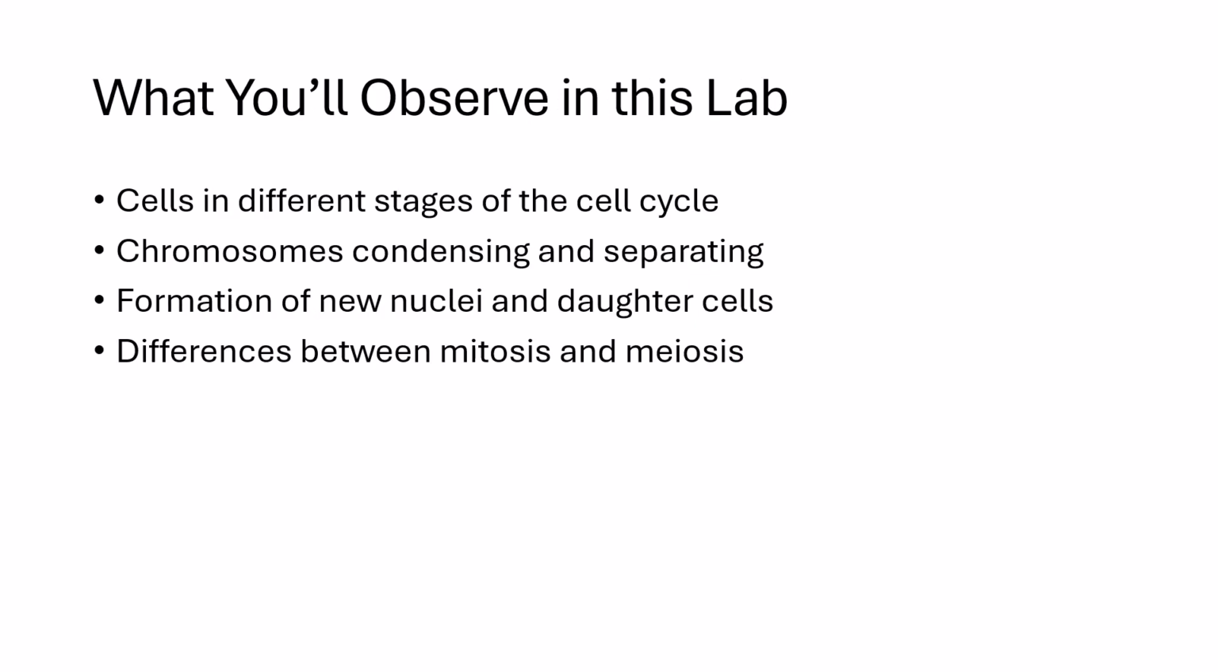In this lab, you'll be observing cells that are actively dividing, which means you'll see different stages of the cell cycle frozen in time under the microscope. You'll identify cells in interphase, where DNA is being copied, and in the stages of mitosis, where chromosomes condense, line up, separate, and are pulled into two new nuclei. In some activities, you'll also examine the stages of meiosis and compare how chromosome behavior differs from mitosis.